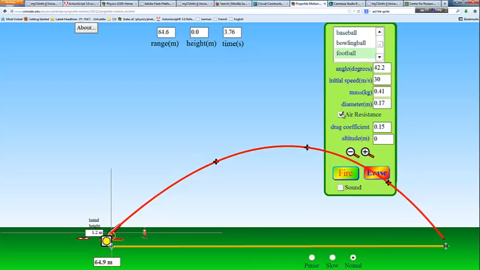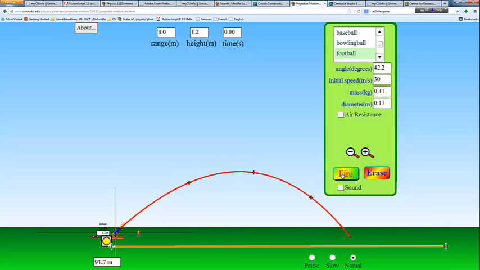But now let me turn off air resistance and fire the football again. It goes a lot farther this time, about 50% farther. So the reason we ignore air resistance in freshman physics is not because it's a good assumption, but because it makes the mathematics a lot easier. There are lots of other nice features in the projectile motion sim, but I'll let you find those on your own.